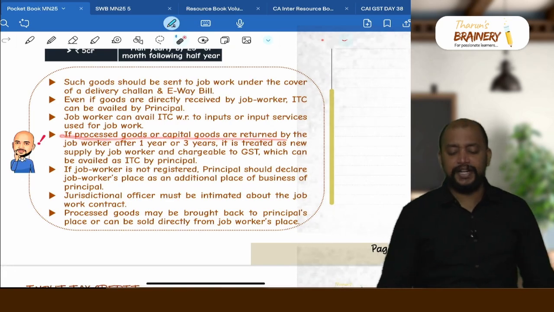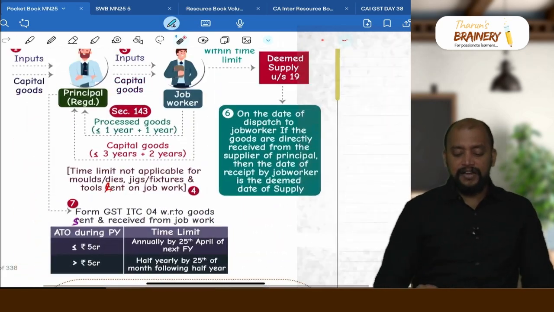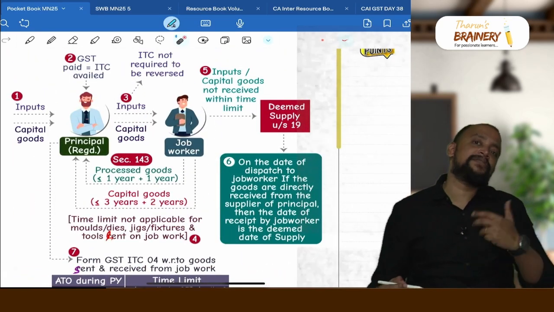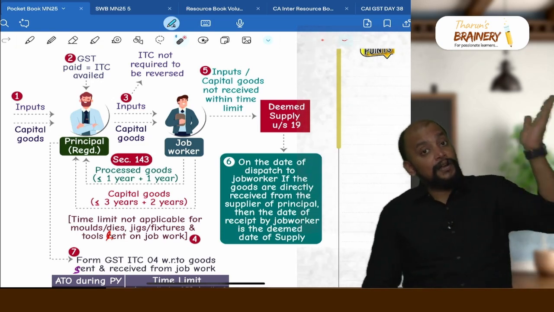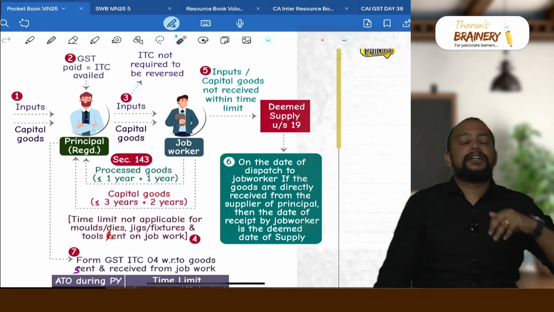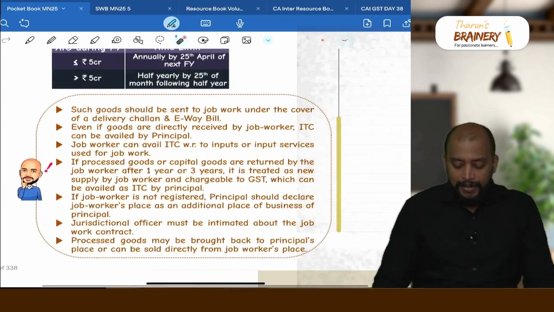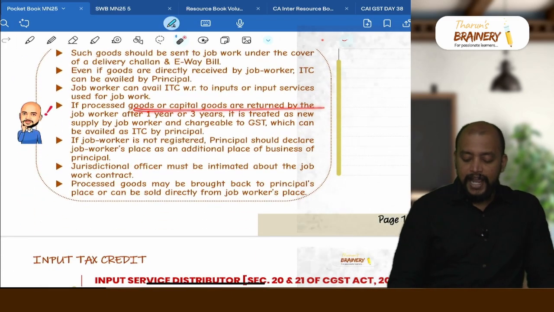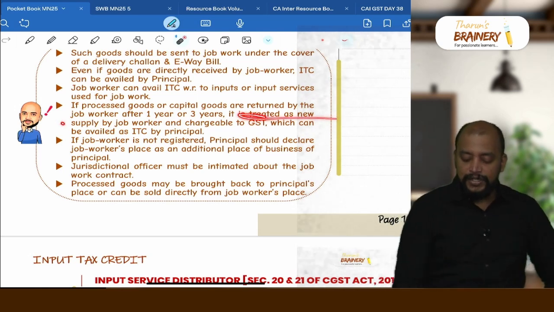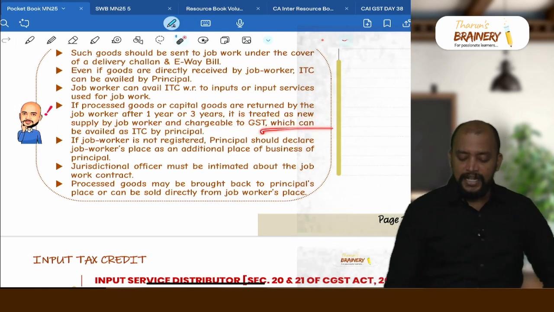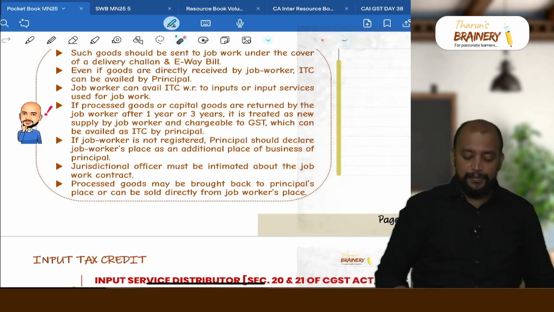If the processed goods or capital goods are returned by the job worker after 1 year, as they are not returning within 1 year or 3 years, it is deemed as supply for the principal and they pay GST. Now again, the job worker sending it back after 1 year is treated as a new supply made by the job worker, chargeable to GST, which can be availed as ITC by the principal.